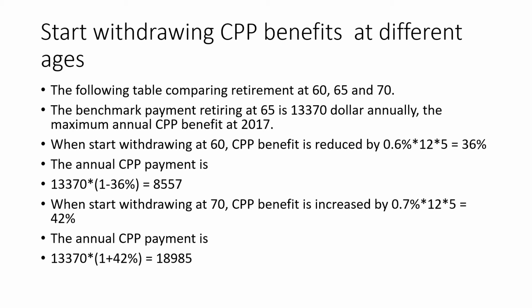When retiring at 70, CPP benefit is increased by 42%. The annual CPP payment is about $19,000.